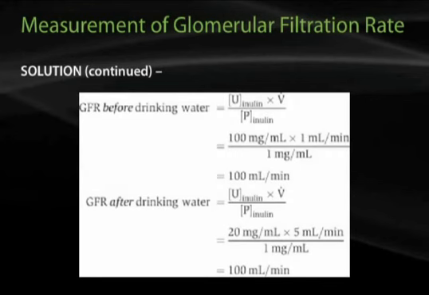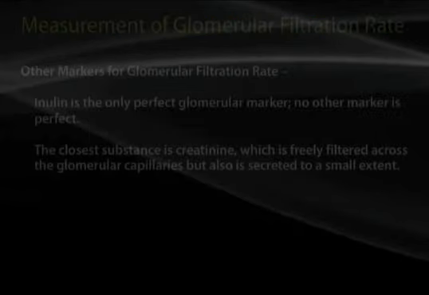Once again, look at the numbers. The GFR before drinking water is the clearance of inulin: the urine concentration of inulin times the urine flow rate over the plasma concentration of inulin. GFR thus is 100 milliliters per minute. After drinking water, the urine concentration of inulin falls to 20 mg per milliliter, and the urine flow rate increases to 5 milliliters per minute. Thus GFR is unchanged and remains 100 milliliters per minute.